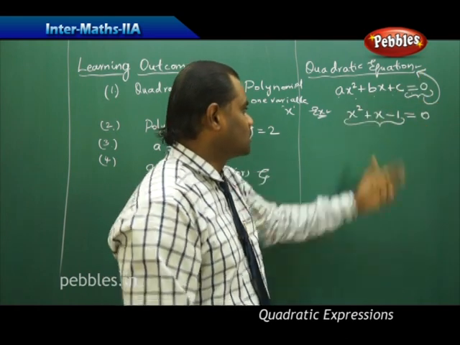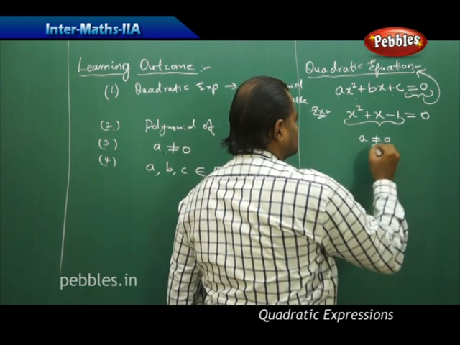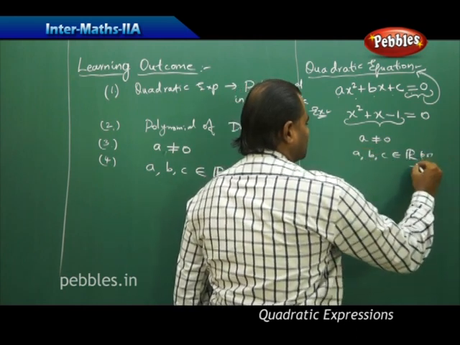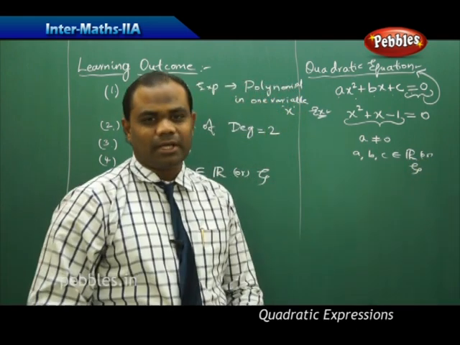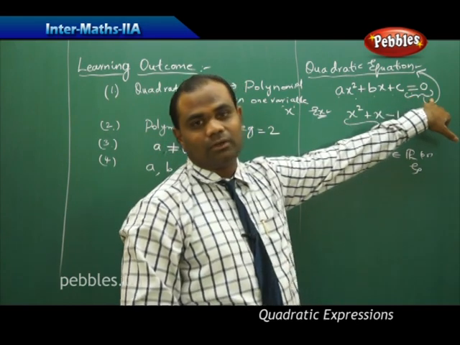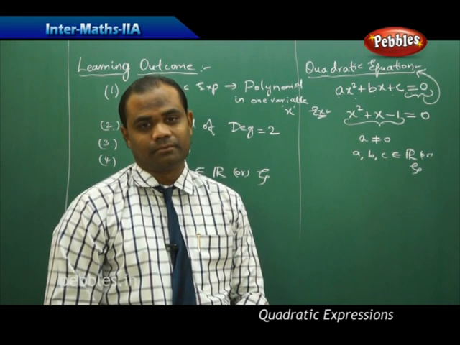Now all the rest of the terms would be the same, where the condition is that a should not be equal to 0 and a, b, c can be either real or complex. So the definition would be the same as that of a quadratic expression, but the only additional part, being equal to 0, is how I define the quadratic equation.